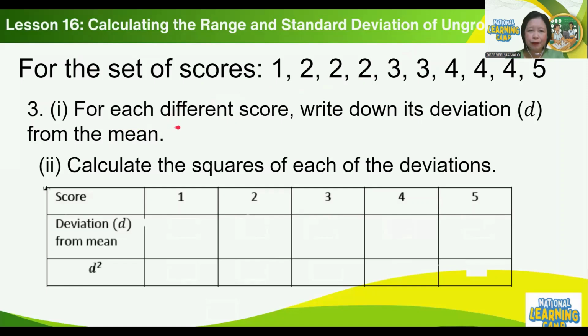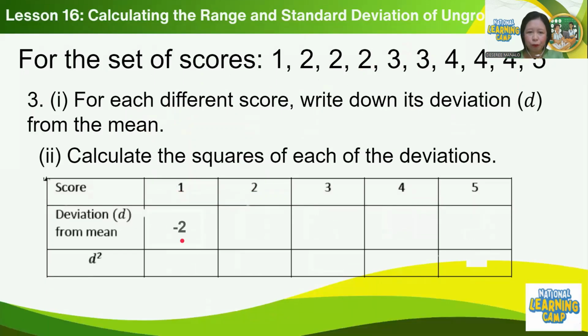For number 3, for each different score, write down its deviation from the mean. So meaning, score minus mean. Our mean a while ago is 3. So therefore, 1 minus 3 is negative 2. 2 minus 3 is negative 1. 3 minus 3 equals 0. And 4 minus 3 is equal to 1. And the last, 5 minus 3 is equal to 2. So these are the values for our deviation.